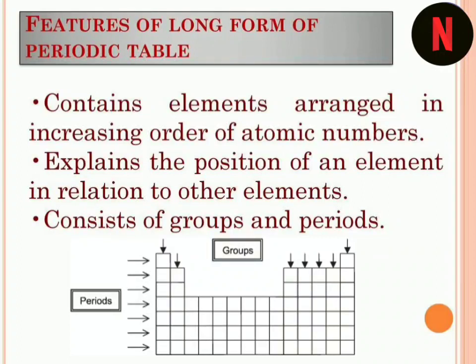It explains the position of elements in relation to the other elements. It consists of groups and periods. The vertical columns are called groups and horizontal rows are called periods. There are 18 groups and 7 periods, and the elements belonging to the same group will have similar properties.